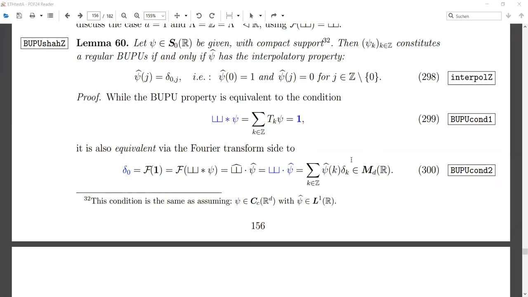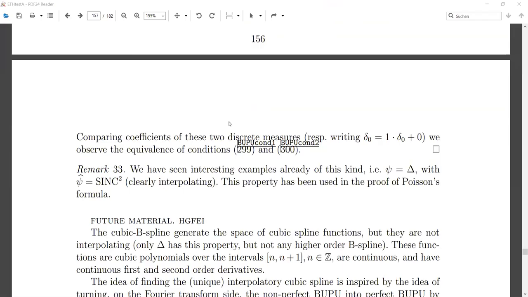Now, of course, if you're having this condition, so the blue identity, and you write it back, I mean, if let's say you start in the opposite direction, you will say that this is the same as the delta zero. You rewrite it in this way. So this is a bijection or identification of two conditions. That's why this is an if and only if lemma.